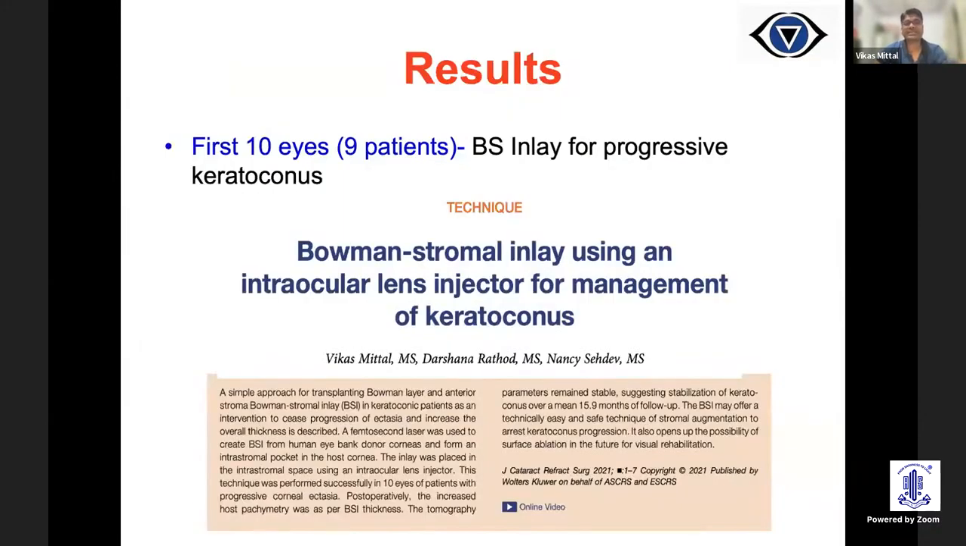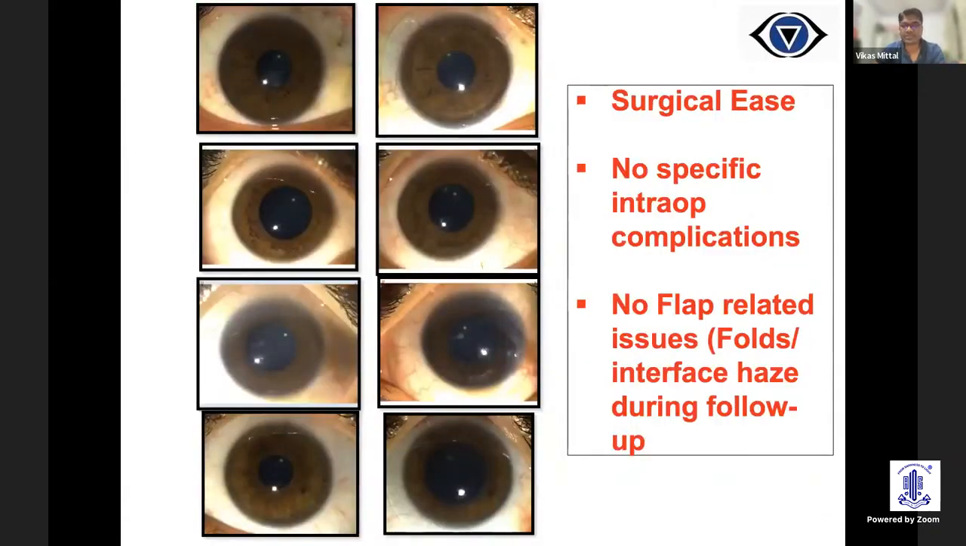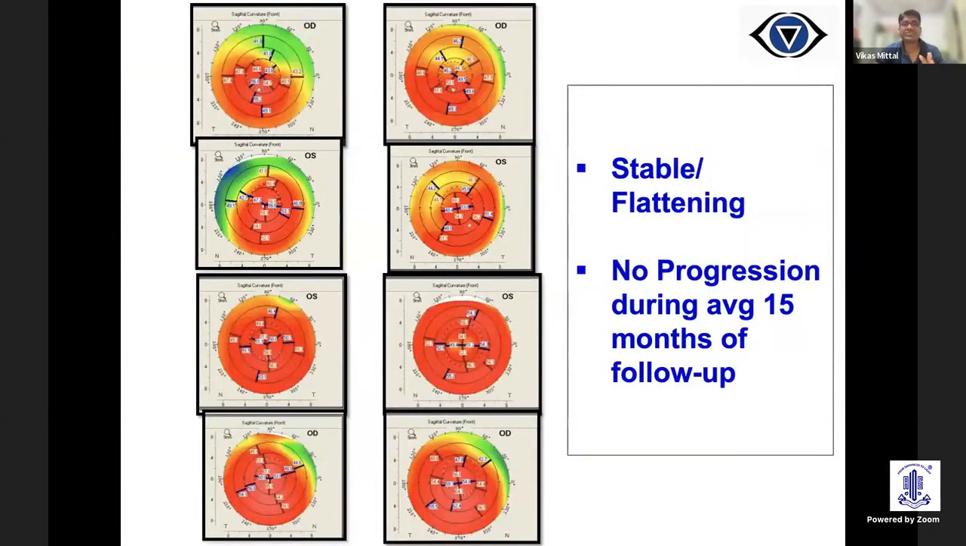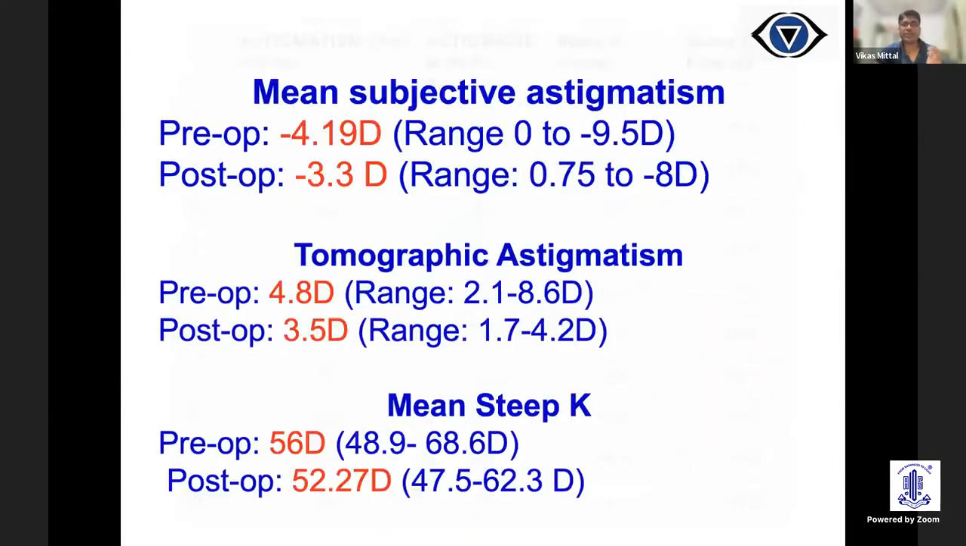We reported the first 10 eyes in JCRS, where we found that it is surgically very easy, with no specific surgical skills or learning curve. Anyone who's comfortable with LASIK can do it. We didn't see any folds or interface haze during follow-up. The increase in pachymetry is very predictable, and posterior float as well as keratometry remain stable. A few of these patients have more than 3.5 years of follow-up, and they are all very stable. The keratoconus is stable, and vision was more or less the same as pre-operative. There were changes in tomographic parameters, but these were not statistically significant.